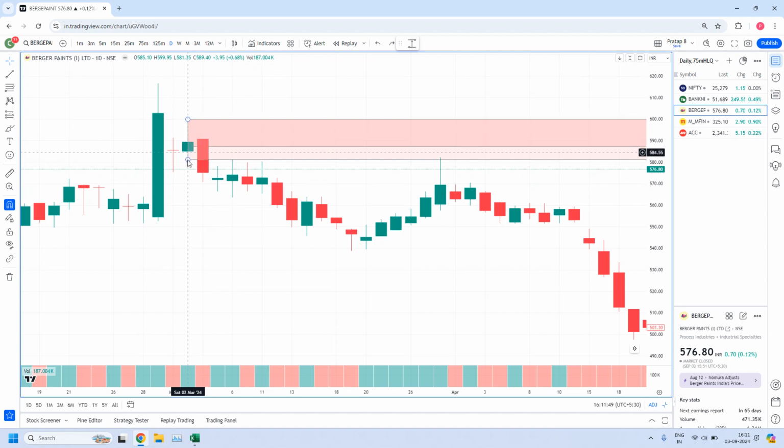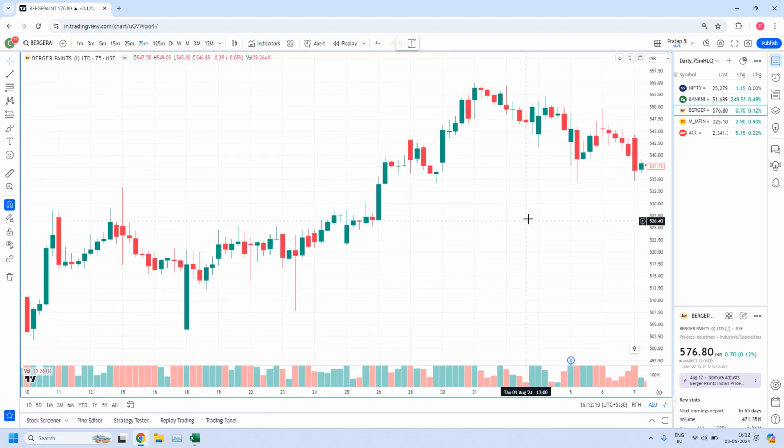So that's why I have drawn the zone only between these two candles. I mean, between this one candle I have drawn the zone. So this is the leg in candle, this is the leg out candle, and in between you have a base candle. And this daily zone, I fine-tuned with the 75-minute time frame. So changing the time frame to 75 minutes.